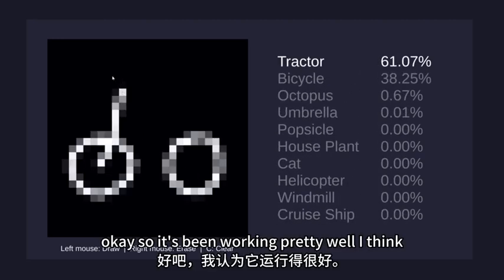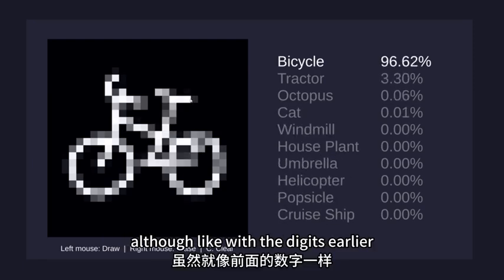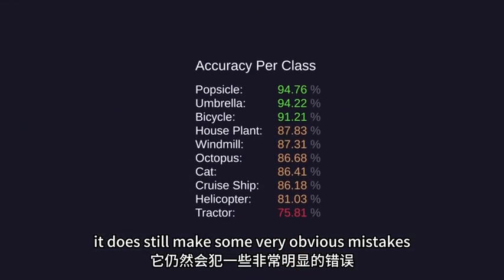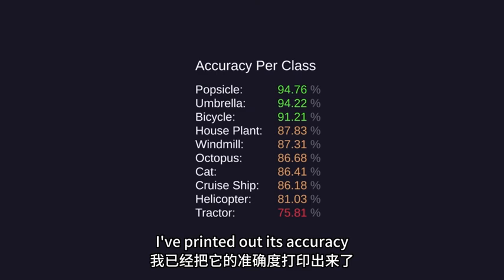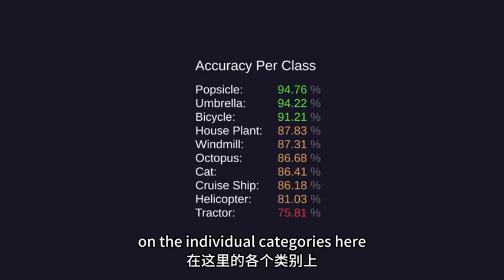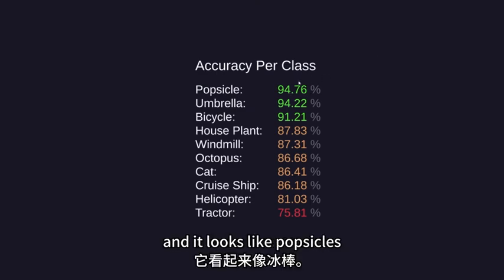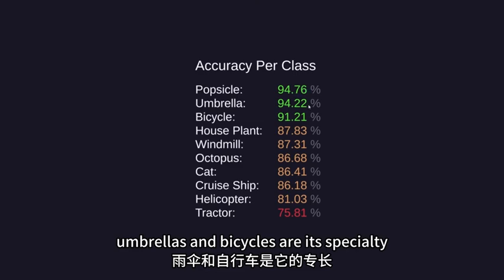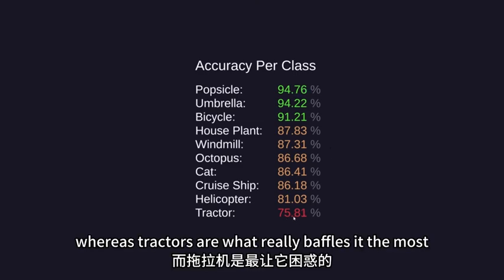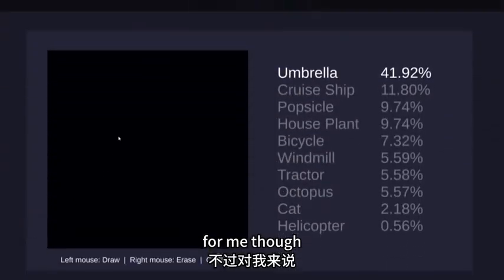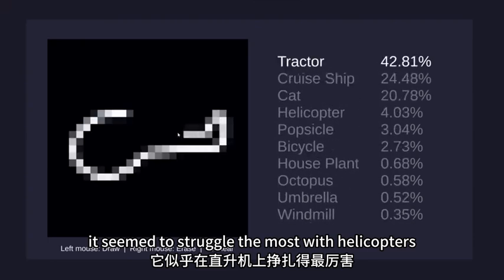Okay, so it's been working pretty well, I think, although like with the digits earlier, it does still make some very obvious mistakes. I've printed out its accuracy on the individual categories here, and it looks like popsicles, umbrellas and bicycles are its specialty, whereas tractors are what really baffles it the most. For me though, it seemed to struggle the most with helicopters.